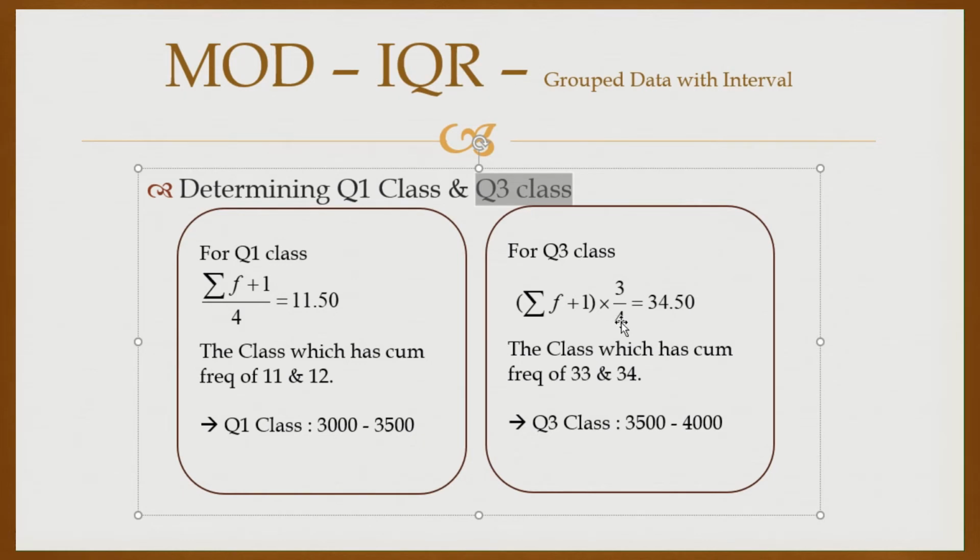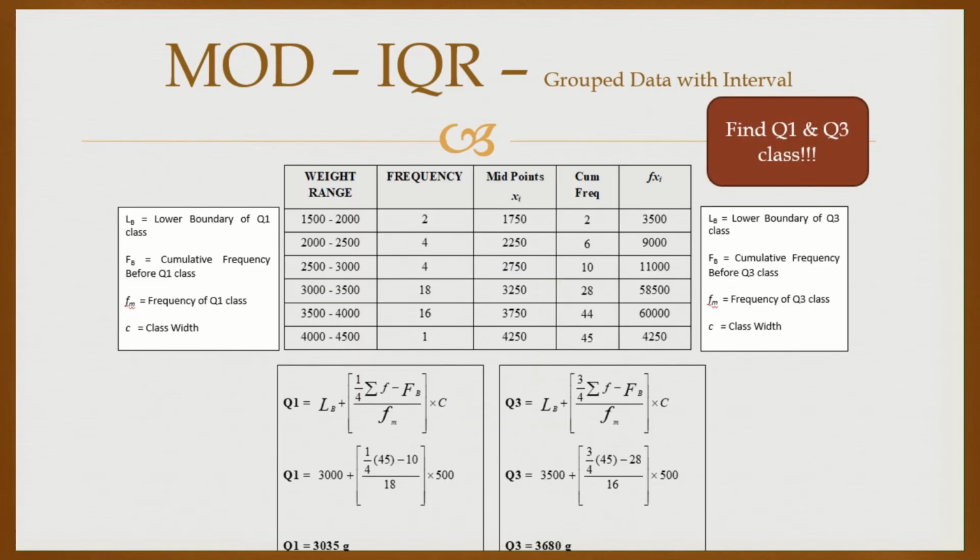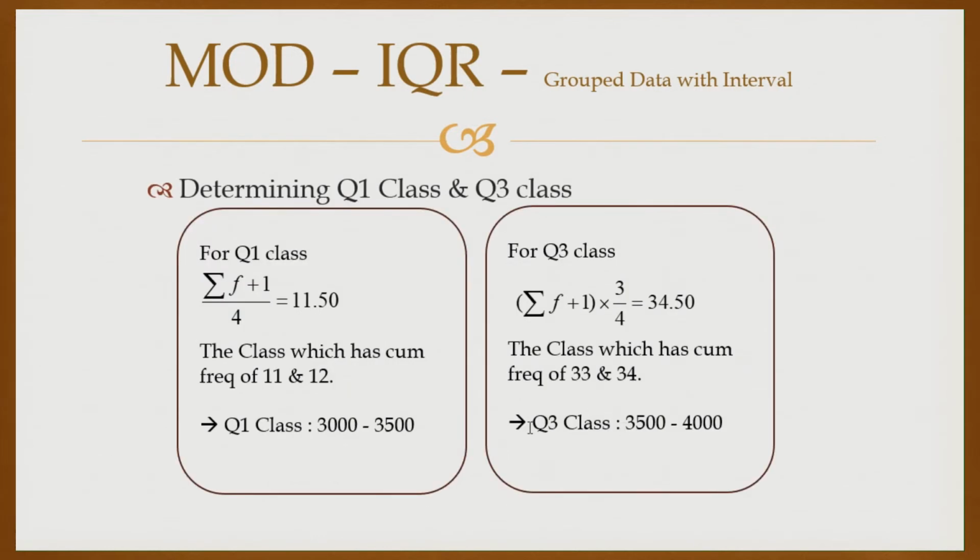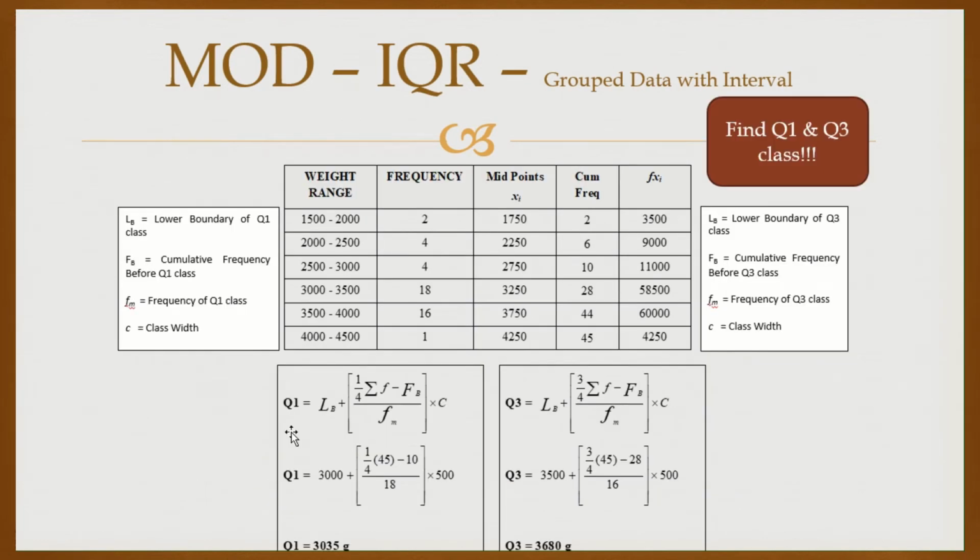Okay, so it's between the 34th and 35th data. So you go here and you see where the 34th and 35th data are, which is inside here. So your Q3 class is 3500 to 4000. All right, so there's actually a mistake here. This should be 34 till 35, right? So 3500 and 4000. So now you're going to apply the formula.